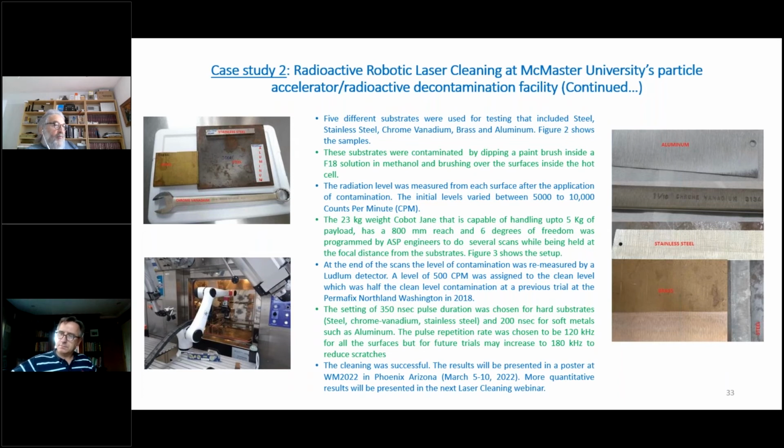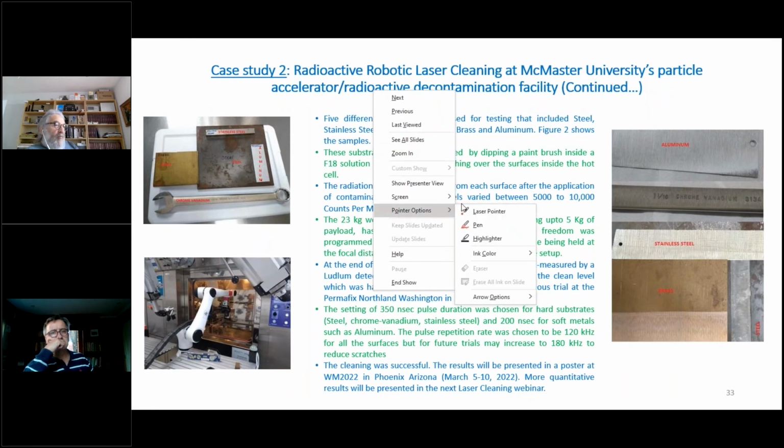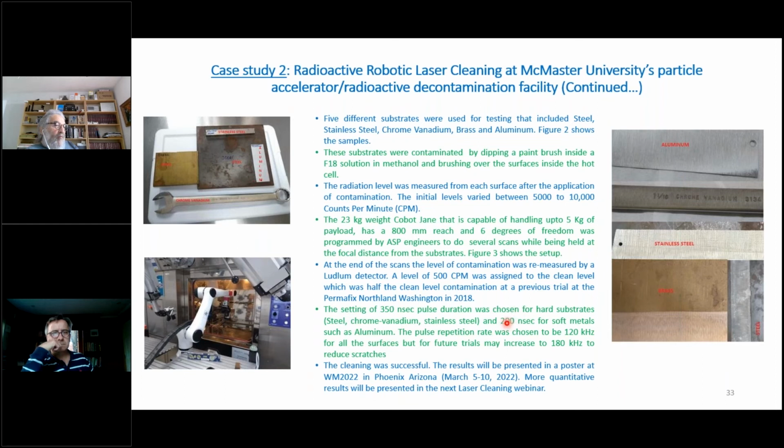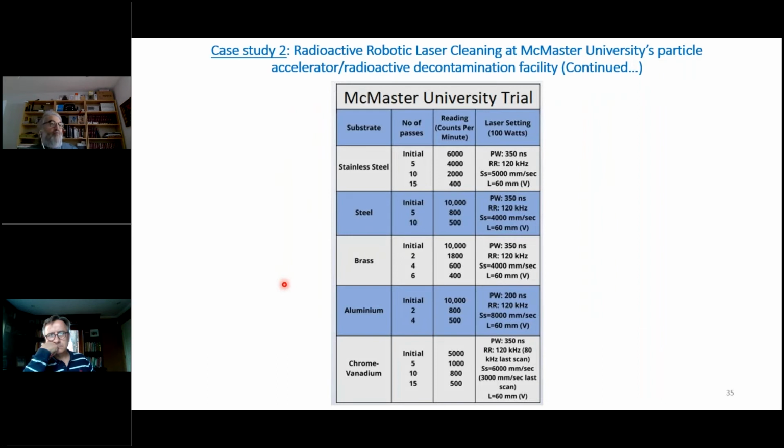For some of the hard substrates, we used a 350 nanosecond pulse width, and for softer metals like aluminum, we used 200 nanosecond. Also, we used different rep rates. The result of this cleaning was presented at WM 2022 in Phoenix, Arizona as a poster. Here you can take a look at the table about the parameters that were used and also how many passes were used. So mostly 350, but for aluminum, 200 nanosecond was used.